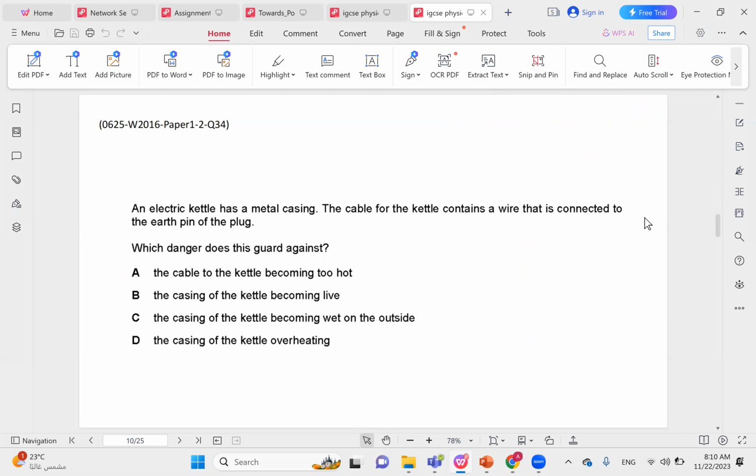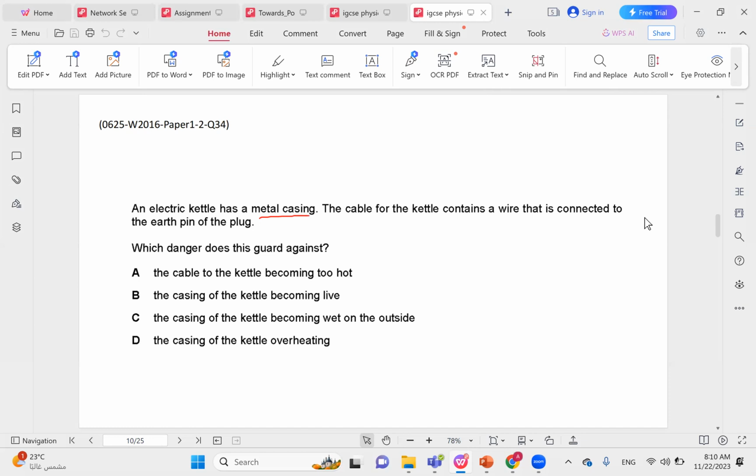An electric kettle has a metal casing. The cable for the kettle contains a wire that is connected to the earth. Which danger does this guard against? This is exactly what we were speaking about in the previous question. The metal casing protects us from the case where the live wire touches, the earth wire protects us from the case where the live wire touches the metal casing.